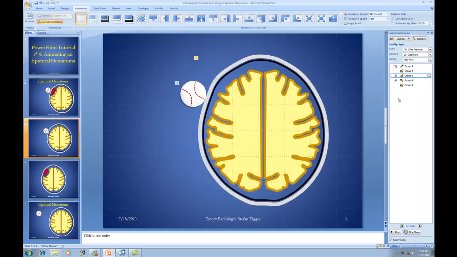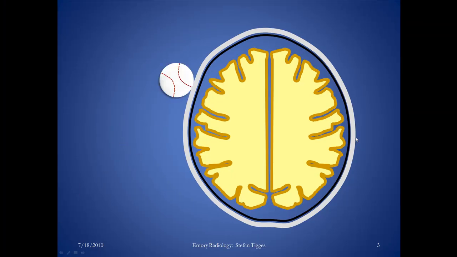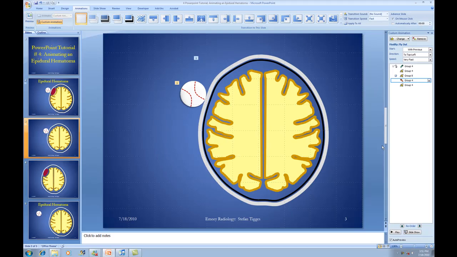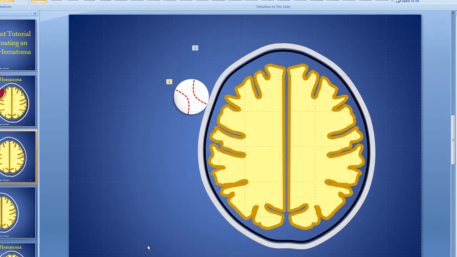We're messing up with our baseball here. Let's have that start with previous. Let's see how that works. That's not too bad. Alright, so what are we missing? We're missing our epidural hematoma, so we need to put that in here too.